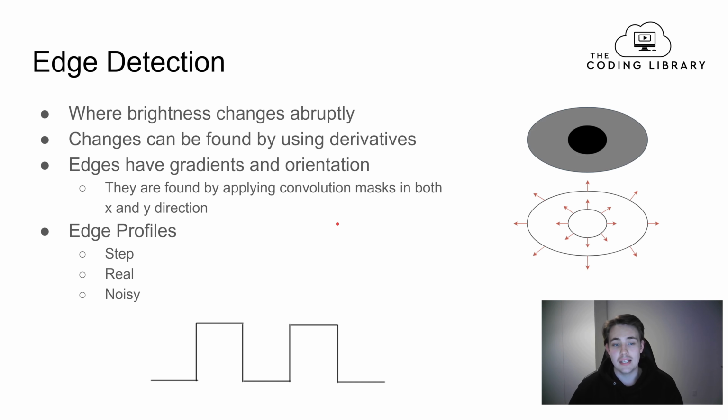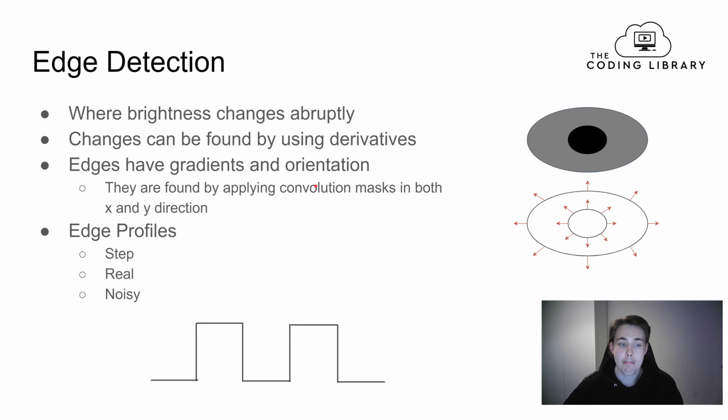When we're talking about edge detection, we're finding the areas where the brightness changes abruptly. So when there's a really large change in the brightness between some pixel values, then we can say that there's an edge between those. We can find those changes in brightness by using derivatives. So we're calculating the gradients and also the orientation of the gradients when we're trying to find edges in images.